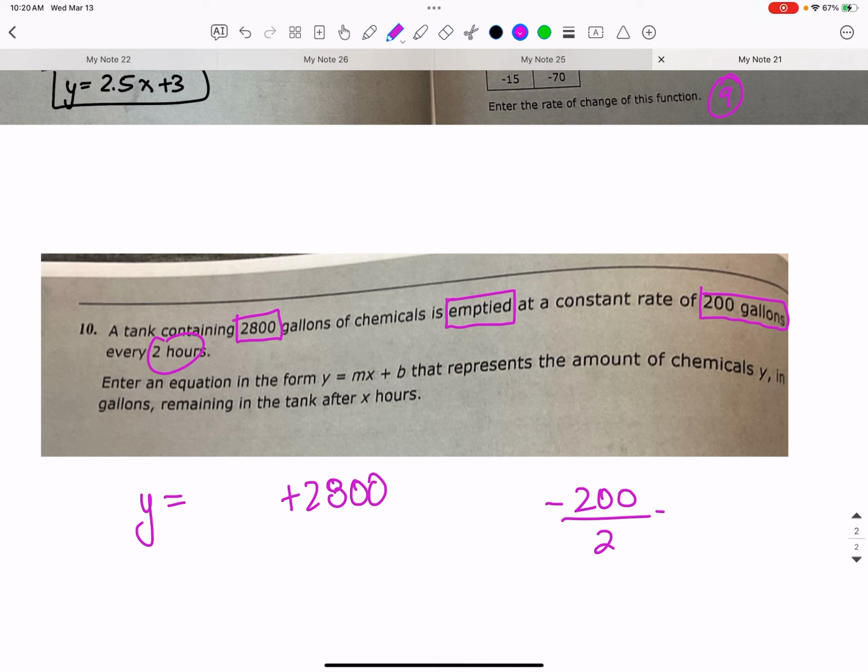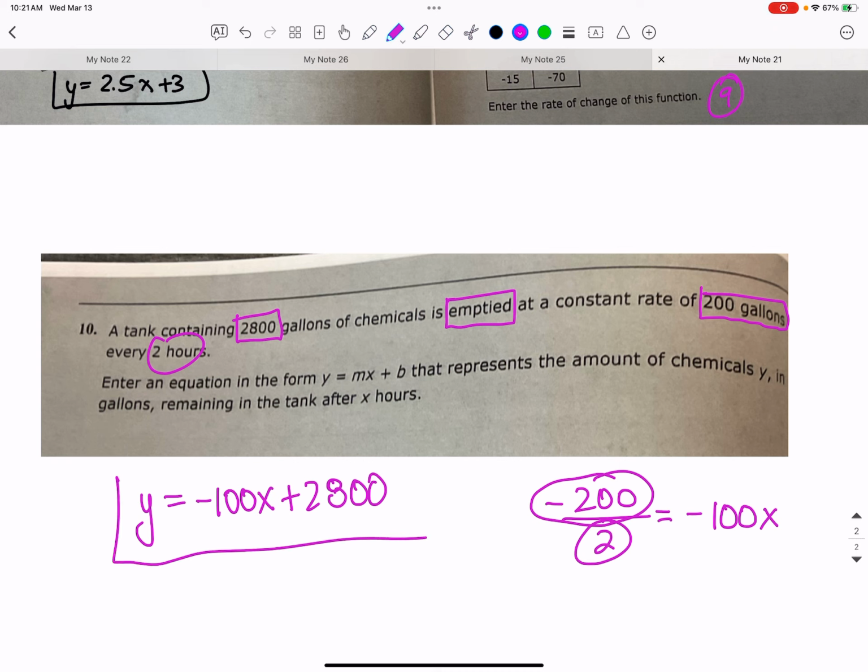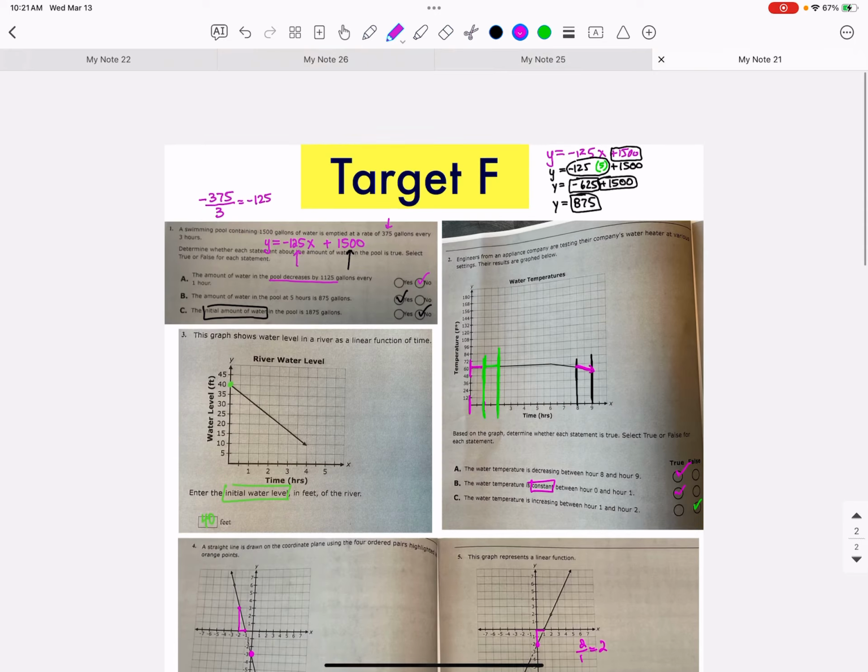Okay, well, I have to simplify this. This is really, if I go down 200 every 2 hours, I'm really going down 100 every hour. So I'm going down 100 every hour. And there's my equation. Here's where I start. Here's what I'm really doing. If I'm going down 200 every 2, I'm going down 100 every 1. All right, there we go. There's E and F. Good luck.